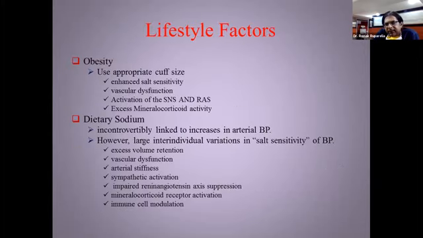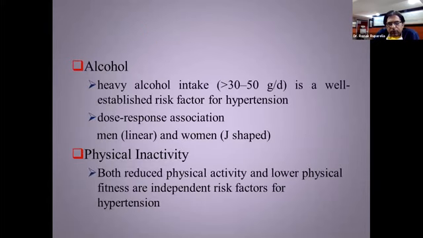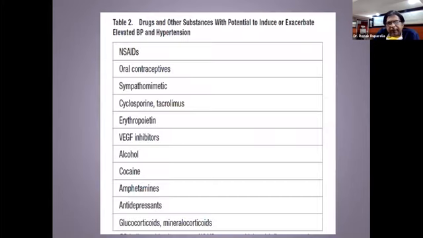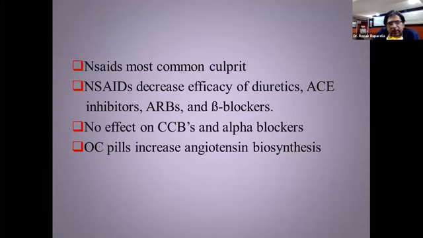Various lifestyle factors are associated with resistant hypertension, like obesity, increased dietary sodium, alcohol intake, physical inactivity, psychosocial stressors, and reduced sleep quality and duration. Various drugs can interfere and cause elevated BP, like NSAIDs, oral contraceptives, sympathomimetic drugs, cyclosporin, erythropoietin, VEGF inhibitors, alcohol, cocaine, amphetamines, antidepressants, and glucocorticoids. All these interfere and cause hypertension.